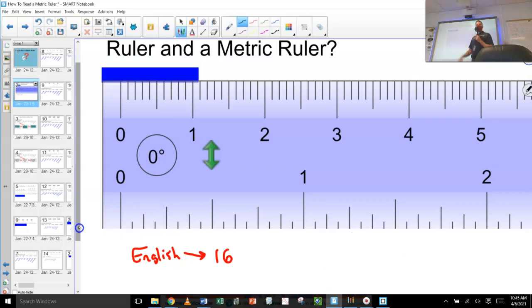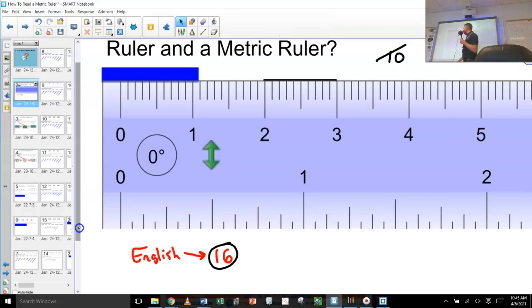Take a look at the metric rulers up here. Let's count how many little dots they have in between these. 1, 2, 3, 4, 5, 6, 7, 8, 9, there's 10. This is the primary difference between an English ruler and a metric ruler, that there's 10 instead of 16. So a metric ruler is always divided by 10. 1/10, 2/10, 3/10. But in English it's 16ths, 32nds, 64ths. It's crazy.